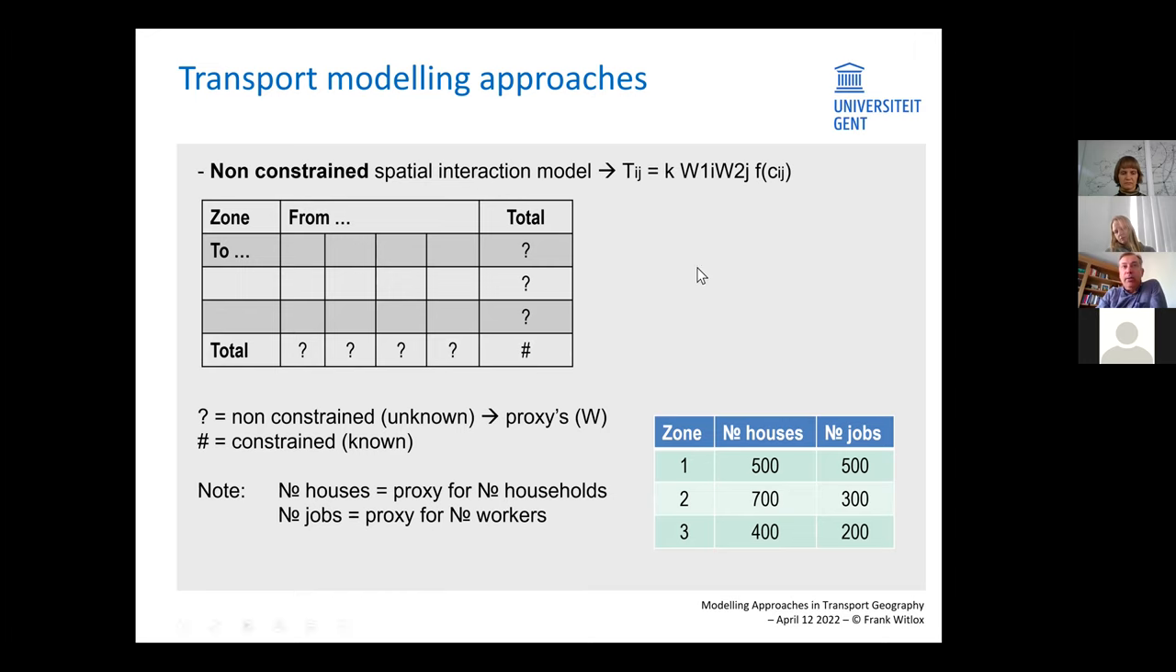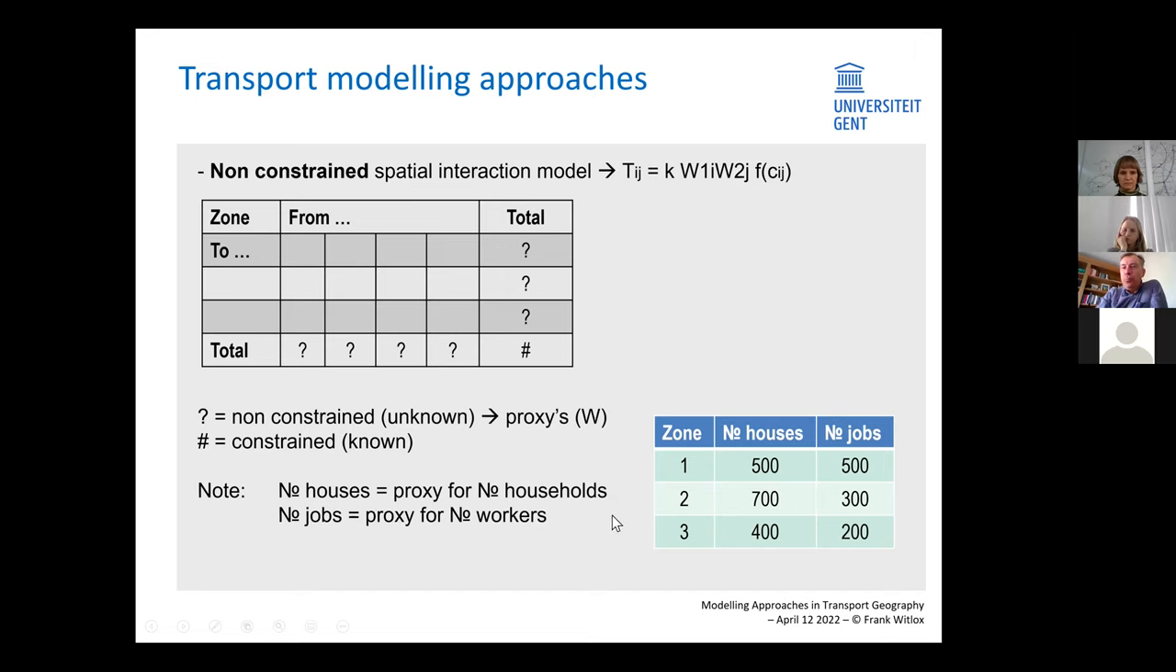So a simple example, if we have a non-constrained model, then we don't know anything. The only thing we do know is the number of trips. Remember, this was the key element. So it's non-constrained, meaning that it's unknown. And therefore, we use a number of proxy variables for the origin and also a number of proxy variables for the destination.